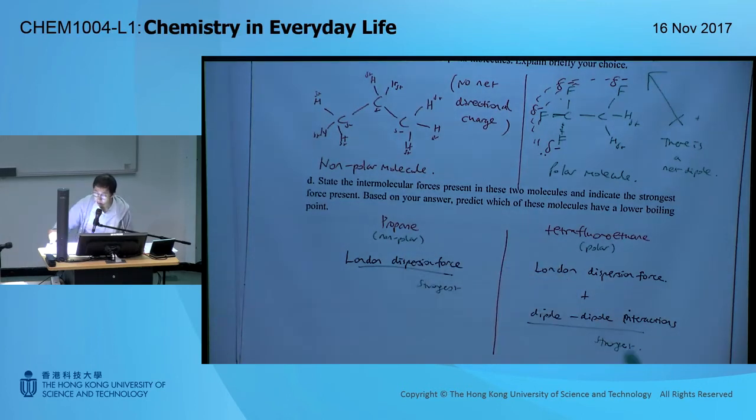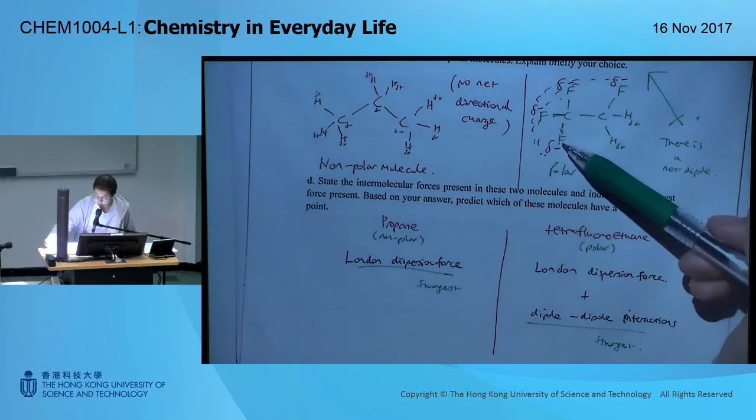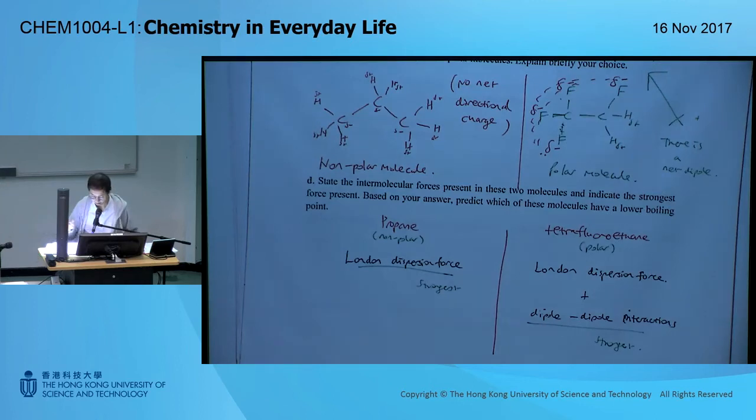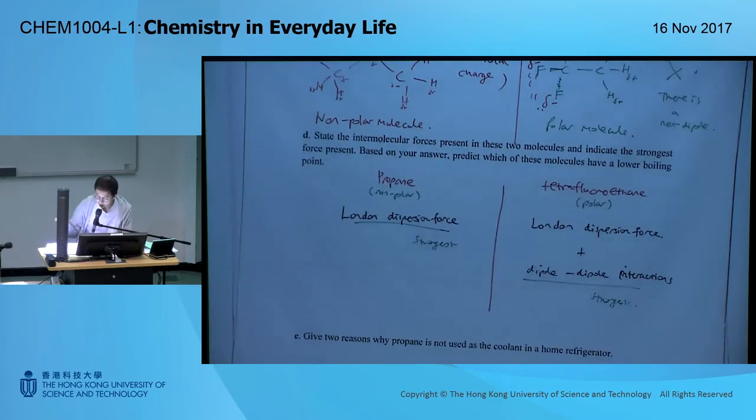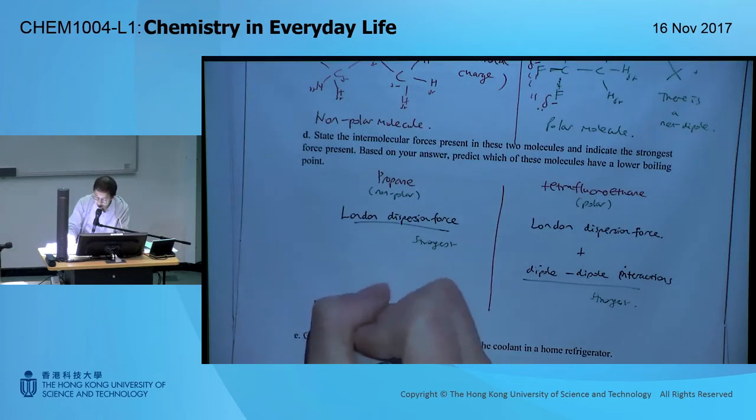Do we have hydrogen bonding here? If you work out the conditions, then we don't have hydrogen bonding because the fluorine is not attached directly to the hydrogens. So then you have to predict which of these molecules has a lower boiling point. Because tetrafluoroethane has extra dipole-dipole interactions, it should have a stronger attraction, requiring more energy to overcome. So it should have a higher boiling point. So propane will have a lower boiling point.